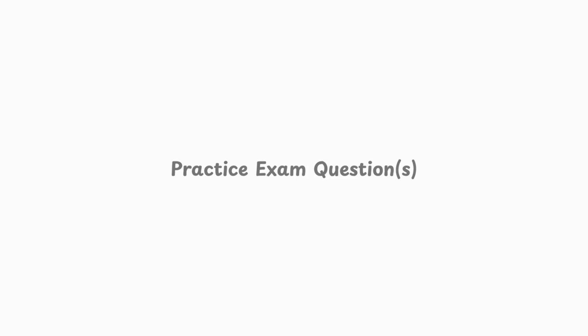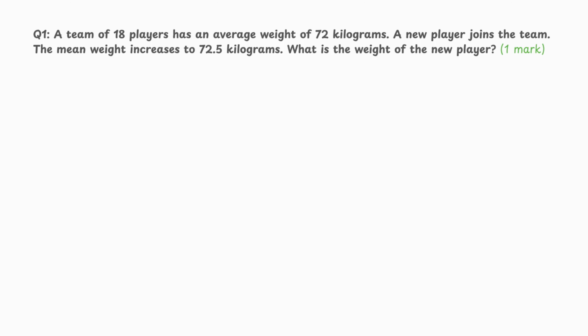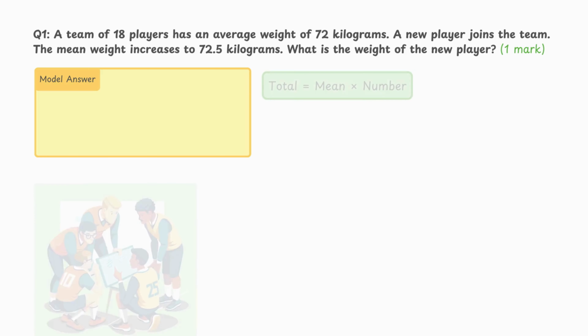Now let's dive into some exam-style practice questions. You can pause the video and try yourself. A team of 18 players has an average weight of 72 kilograms. Then a new player joins, and the mean increases to 72.5 kilograms. What is the weight of the new player?